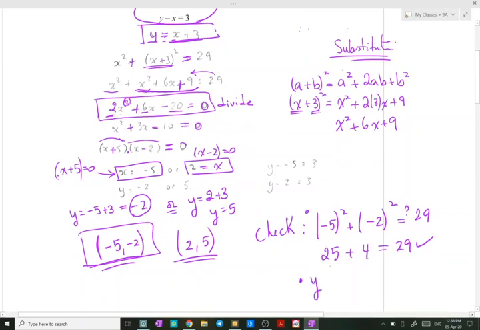y, which is minus 2, minus x, which is minus 5, is it equal to 3? So minus 2 plus 5 is equal to 3. Then it satisfies the second equation. Therefore, the points that we found satisfy the two equations. Similarly for the values 2, 5.